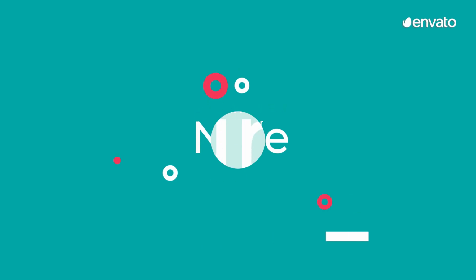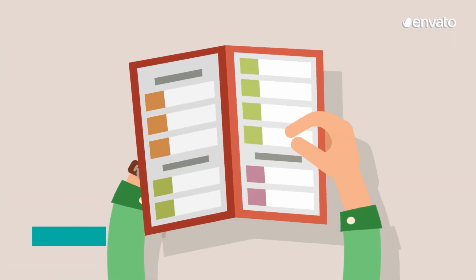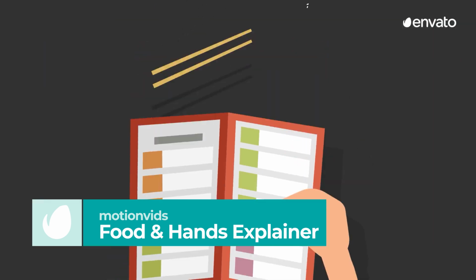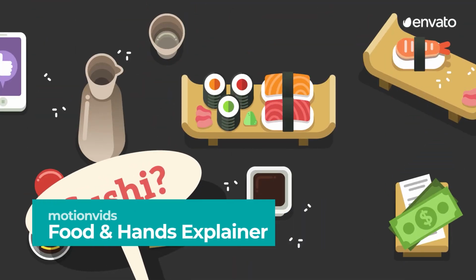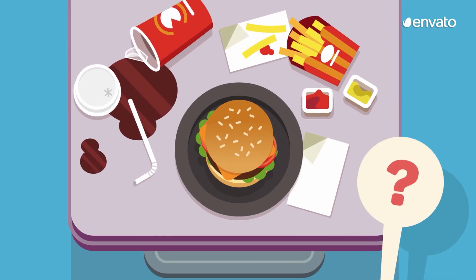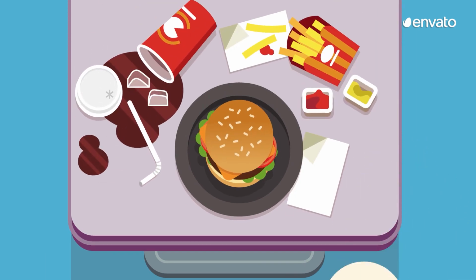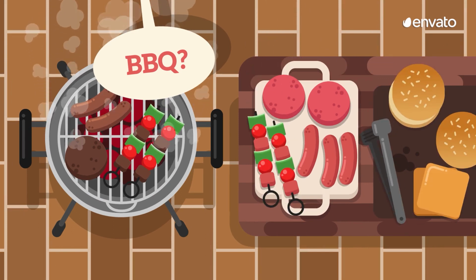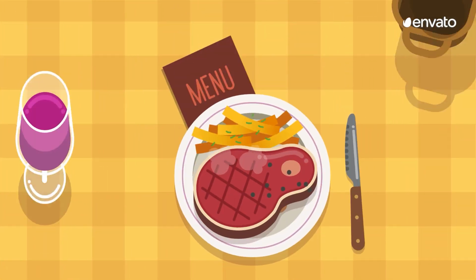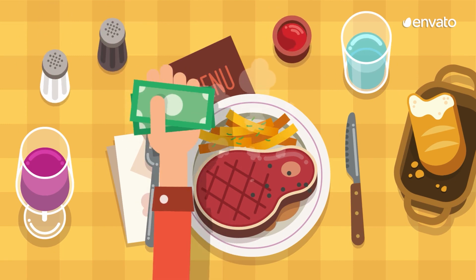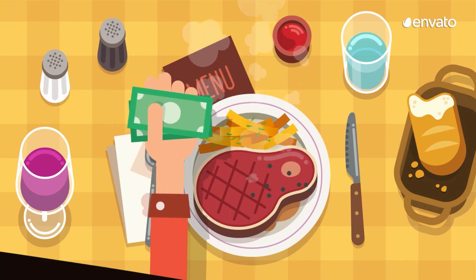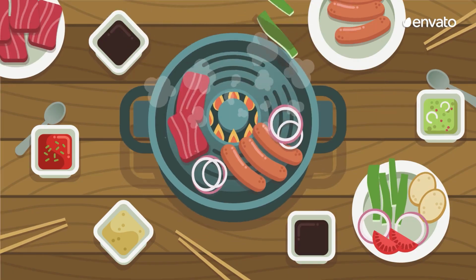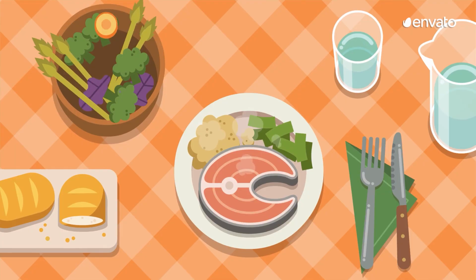Number 9. Food and Hands Explainer by MotionVids. It's modular, it's organized, and it's ideal for marketers and content creators working within the food and restaurant industry. Using a bird's eye view, this explainer video template perfectly showcases the subject matter of your presentation. 16 ready-made scenes, 10 title animations, 10 text presets, and much more make this the perfect food-related resource.